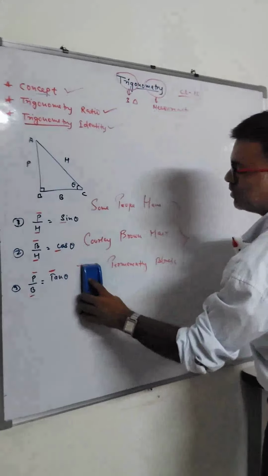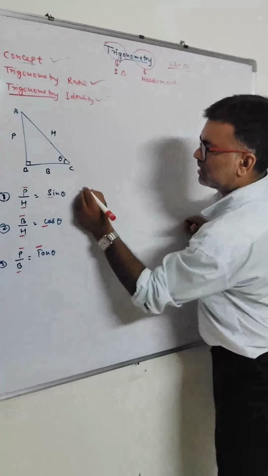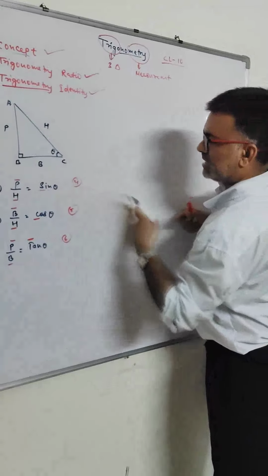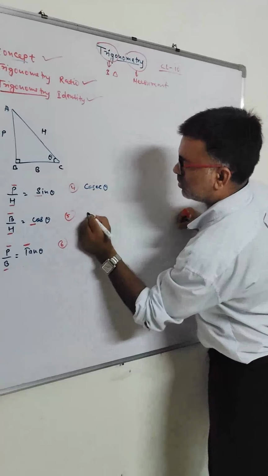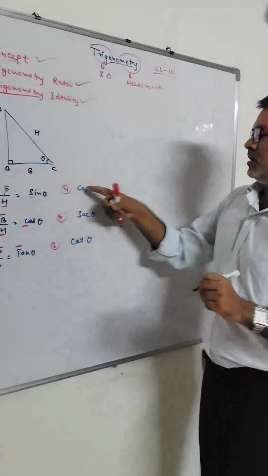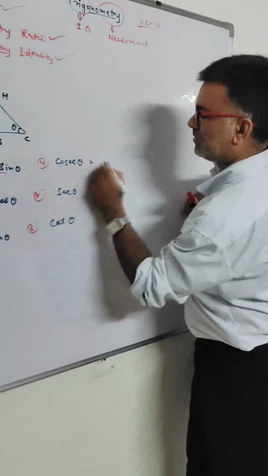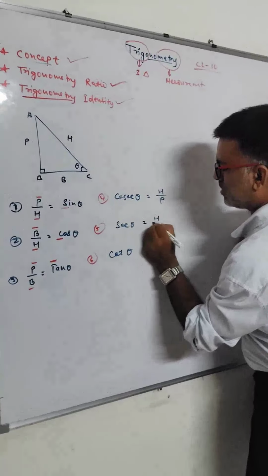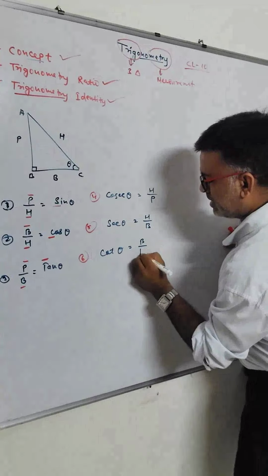Now we will write three more trigonometric ratios. What are those? The next three trigonometric ratios are number 4, number 5, and number 6. Sin theta, here I will write cosec theta. Cos theta, that is sec theta, and tan theta, this is cot theta. Cosec theta will be the opposite of this, so I will write H by P. Sec theta will be the opposite of this, so I will write H by B, and cot theta will be the opposite of this, B by P.